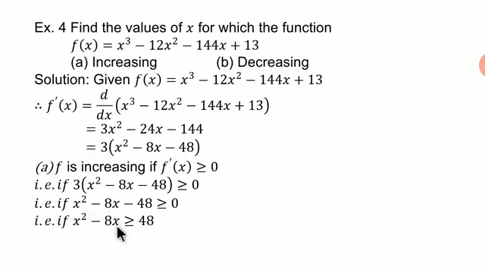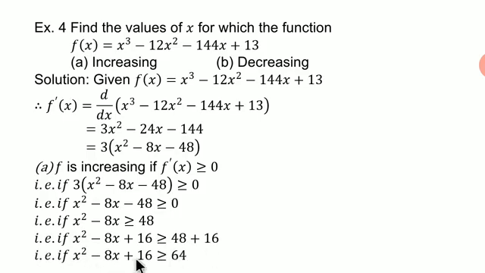Now adjust here the third term in LHS such that LHS becomes a complete square. Now we add here the term half the coefficient of x, in both the sides. Now half the coefficient of x is minus 4 and its square is 16. So we add 16 to both the sides. So that is, if x square minus 8x plus 16 is greater than or equal to 48 plus 16. That is, if x square minus 8x plus 16 is greater than or equal to 64.